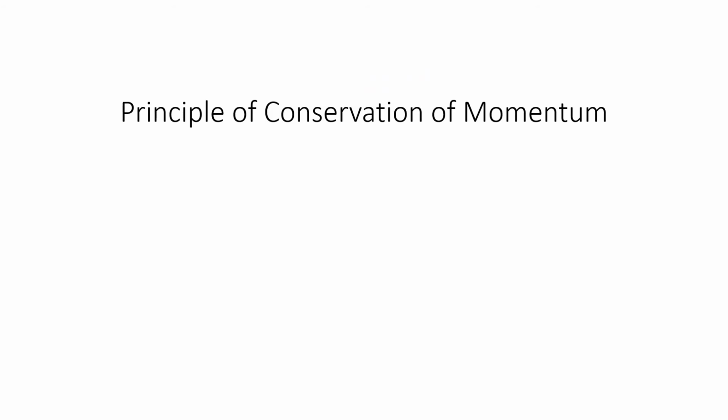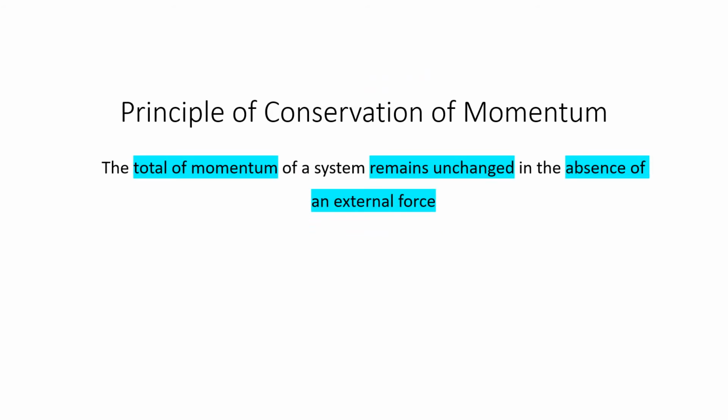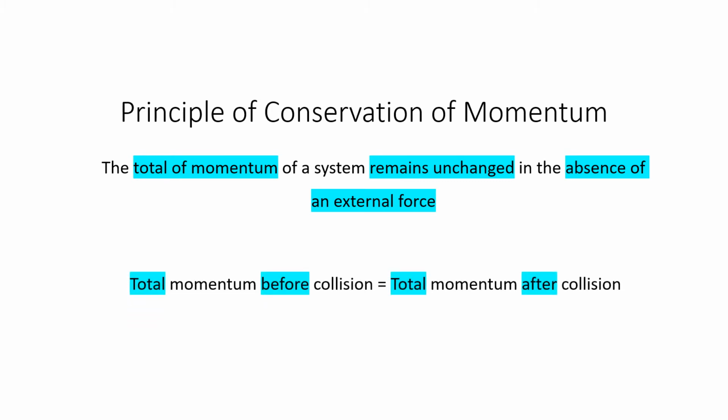So, the principle of conservation of momentum is that the total momentum of a system remains unchanged, or remains the same, in the absence of an external force. To make it simple and easy to understand, it means the total momentum before collision is equal to the total momentum after collision.